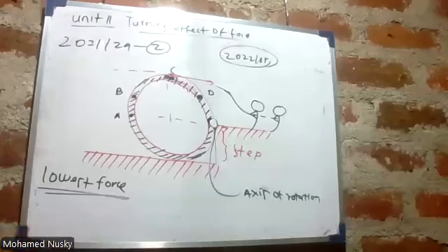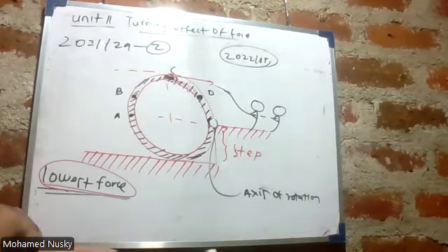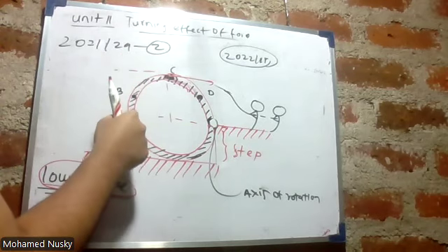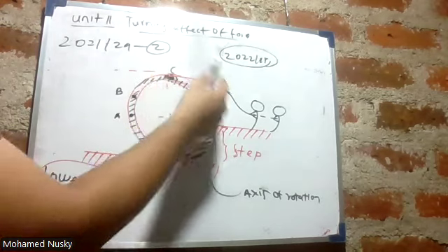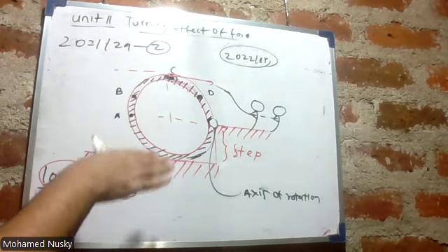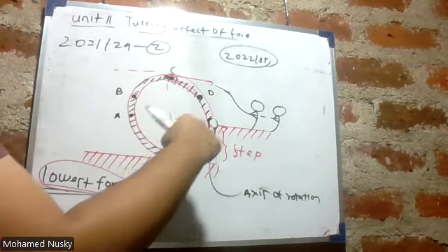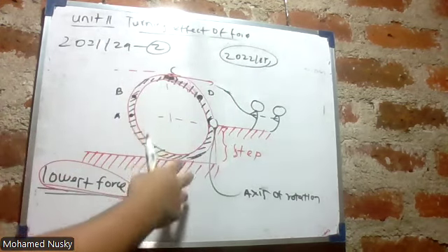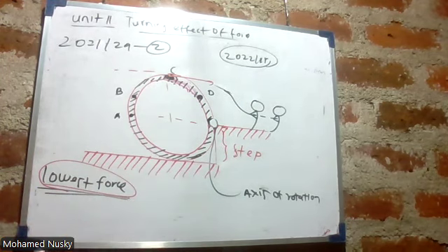So they have asked, what is the lowest force, and at which point should I tie the string? In A, B, C, or D, at which point should I tie the string so that I can apply minimum force to lift the ring up the step? What should be the minimum force that I should apply?